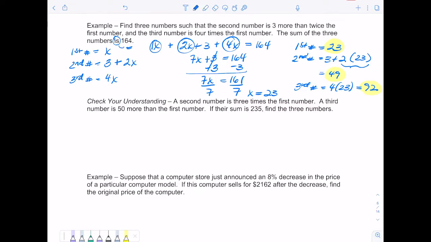Again, any of the check your understanding problems are for you all to work out, but I will give you the answers. So you should get 37, 111, and 87 for your three numbers.